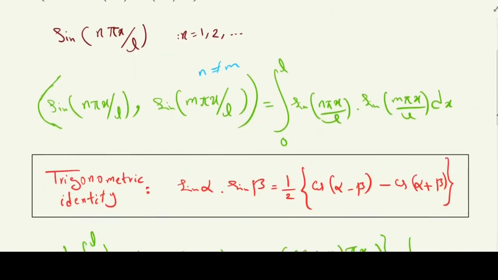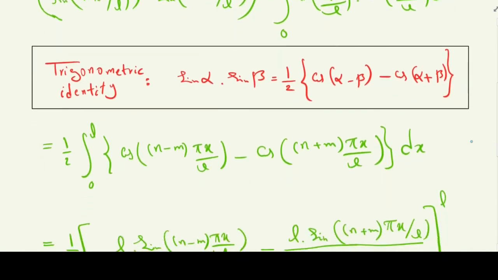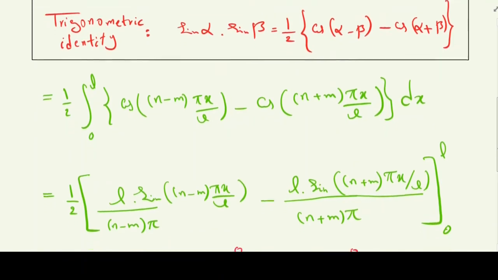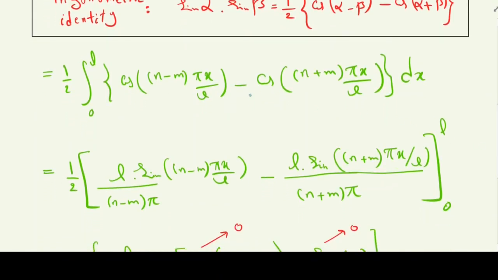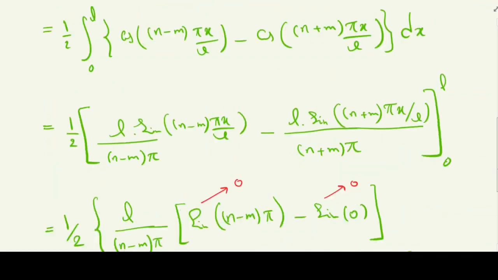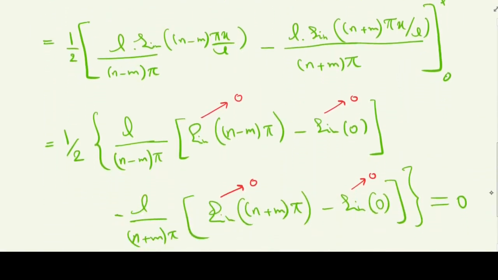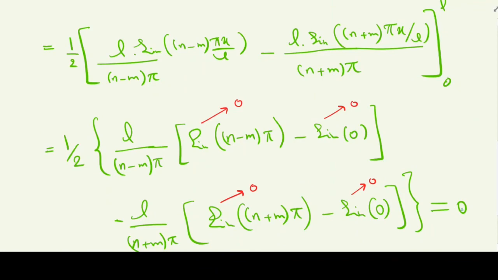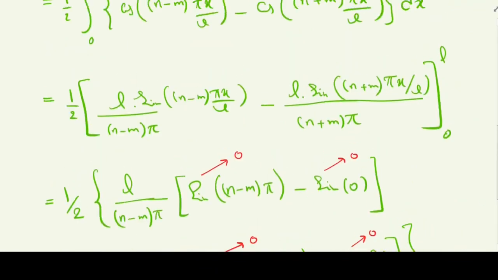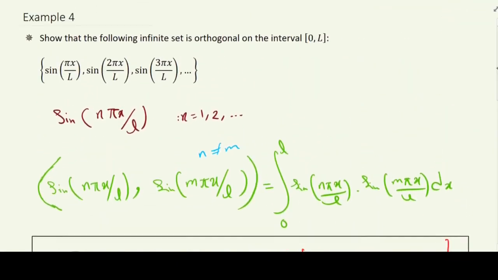So if you do the calculations using this trigonometric identity, you can rewrite your integral in this proper fashion, and then you can calculate each of those integrals, and you end up with 0 at the end. So that's how you can basically prove that this infinite set is indeed orthogonal on the interval 0 to L.